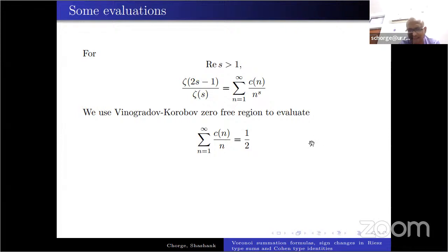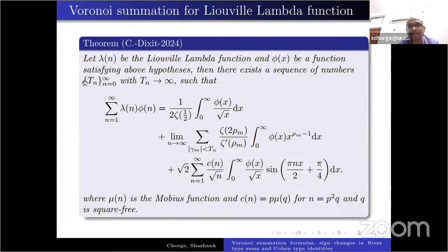There is one more estimate actually. Cn log n divided by n is minus gamma over 2, and it was done using the same method, the Vinogradov-Korobov zero-free region and contour integration. Because without these estimates, we could not derive the summation formula.